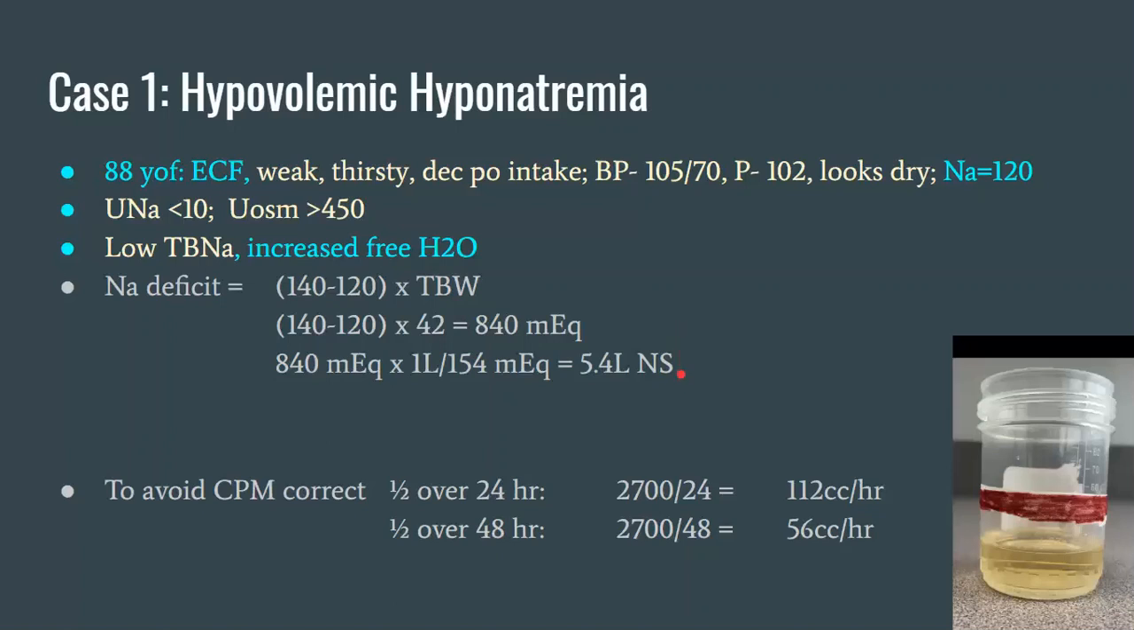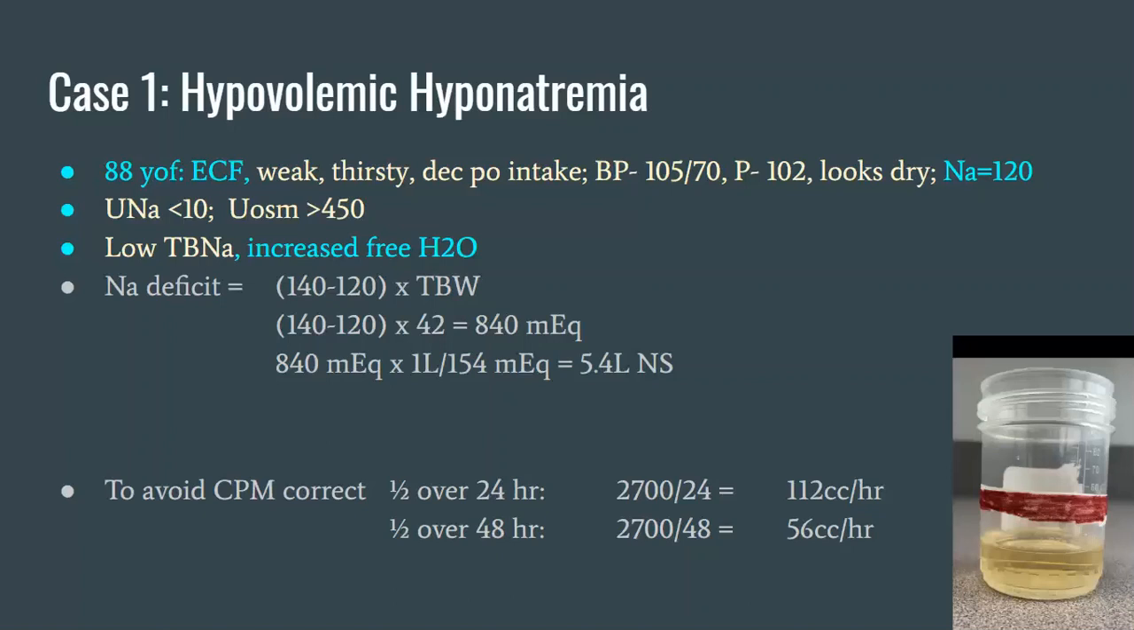So when we're trying to correct for sodium deficit, now you can correct for dehydration too. You could say Granny is maybe 5% dehydrated. You could do it like that. But to correct for the sodium deficit also, this is how you would calculate it. Now, to avoid central pontine myelinolysis, as a safety rule, we try to correct maybe half of the deficit over 24 hours.